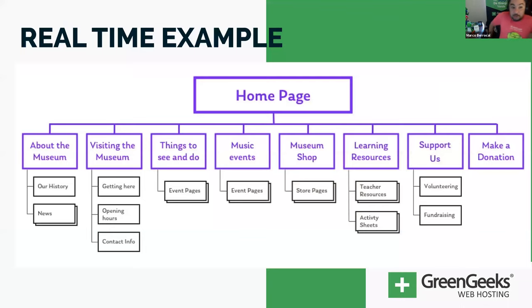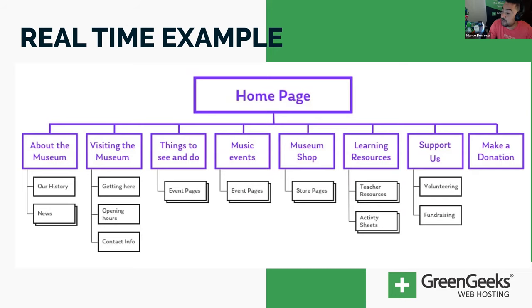This is a real example. This is an example of a museum. At the very top, they have their homepage, and through their process they came up with all of these sections within the website. They're going to talk about the museum, information about visiting the museum, how to get there, what their opening hours are, what things you can see and do at the museum, and music events, because sometimes they have music events.